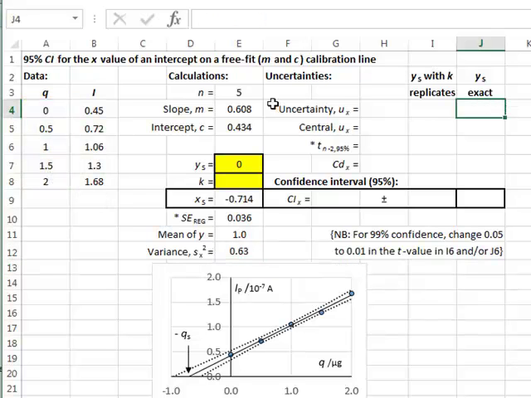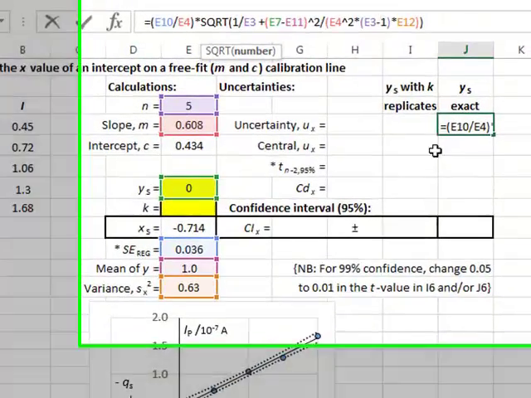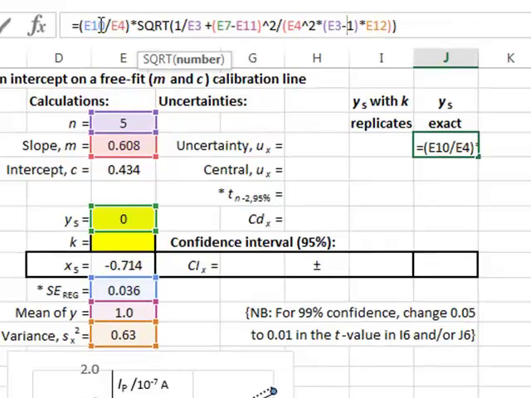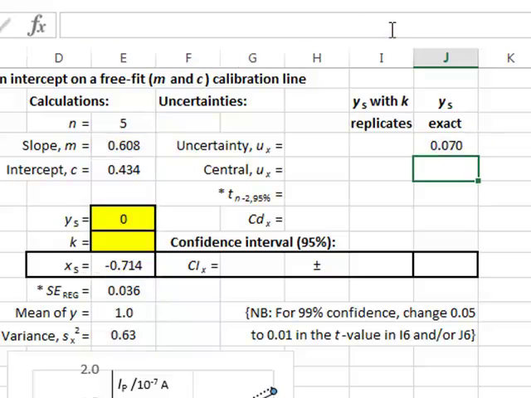We will now use the full equation for the uncertainty in x of the intercept, and we will enter this in J4 because we are using an exact value of ys, and this equation is quite simply the value of the standard error divided by the slope multiplied by the square root of 1 over the number of data points, which is in E3, and the distance between the intercept and the mean y value squared, and then divided by the slope squared, degrees of freedom, and then multiplied by the variance in the x values. This gives us an uncertainty of 0.70.